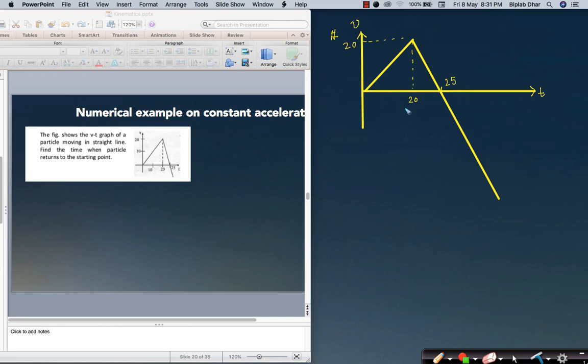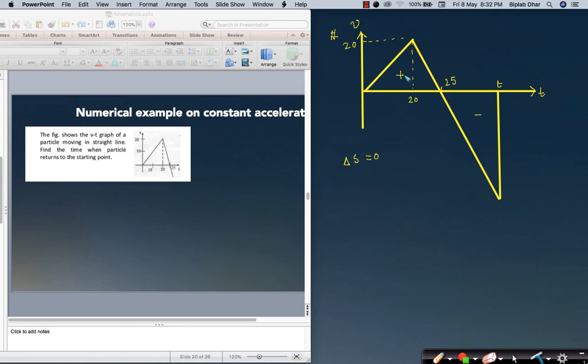When the particle returns to the starting point, its displacement should be 0, and displacement is nothing but the area under the graph. How do I find the area? Suppose this time is t. I will take this to be my positive area and this to be my negative area. If these two areas match in magnitude, they cancel each other, and the displacement is 0.